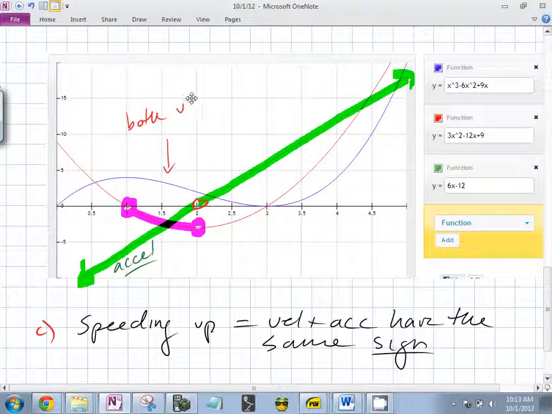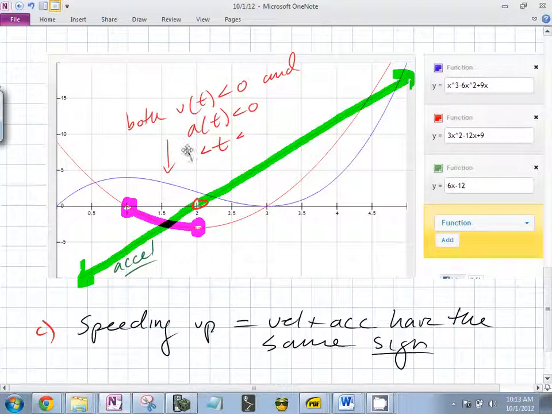Both v of t and a of t. So both v of t is less than 0 and a of t is less than 0 where? When t is between what and what? Say it louder. You got it. Yeah, it's 1 and 2. Absolutely.